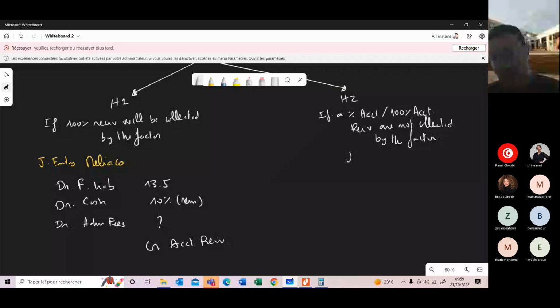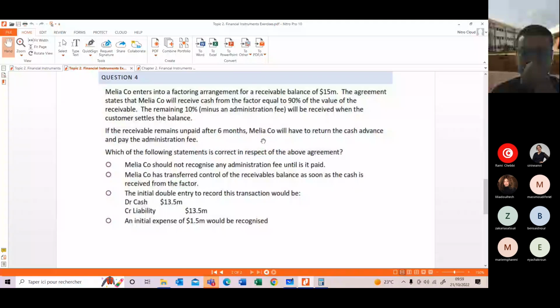Of course, in the Mediaco books. So the contract says that in case after 6 months nothing has been paid by the customer to the factor, Mediaco will have to return the cash advance. I'm talking about the 13.5 million and pay the administration fee. So it will debit financial liability and debit the administration fee and credit cash.